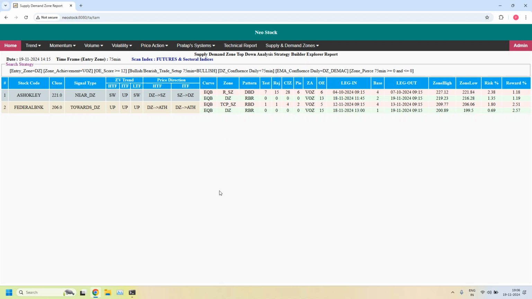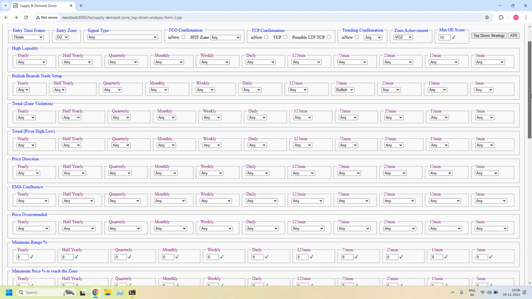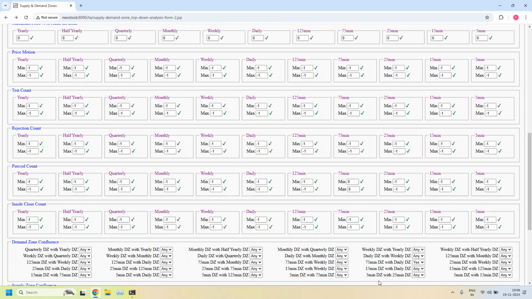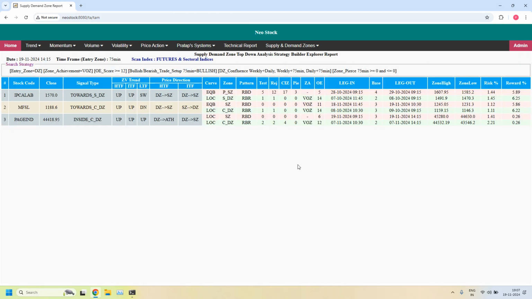Okay, next let us look for LTF, ITF, HTF demand zone confluence. I am removing this EMA filter. LTF, ITF, HTF, that is 75 minutes, daily and weekly demand zone confluence. 3 filters we have to set. First one is already enabled, 75 with daily. Next, 75 minutes demand zone with weekly demand zone confluence. Daily demand zone with weekly demand zone confluence. With all the 3 filters, we got 3 stocks.